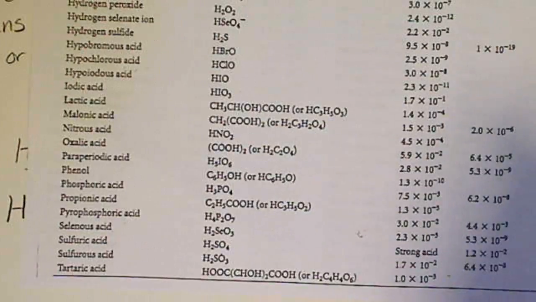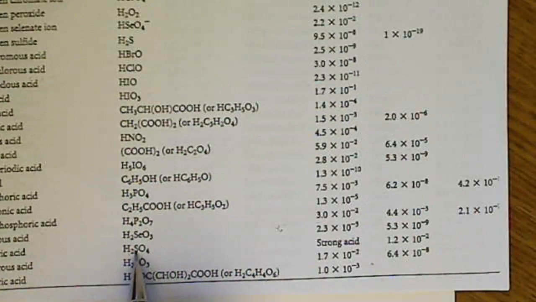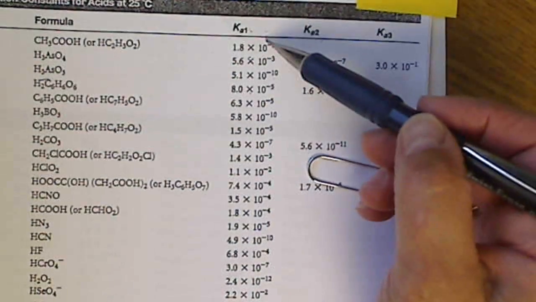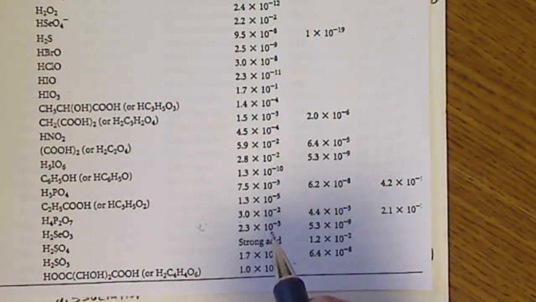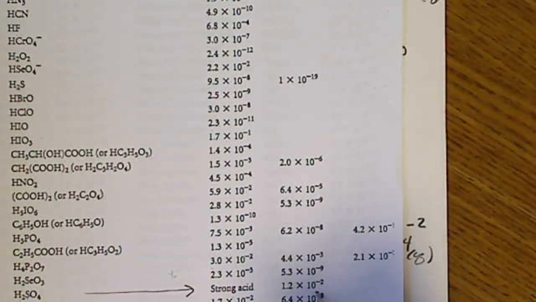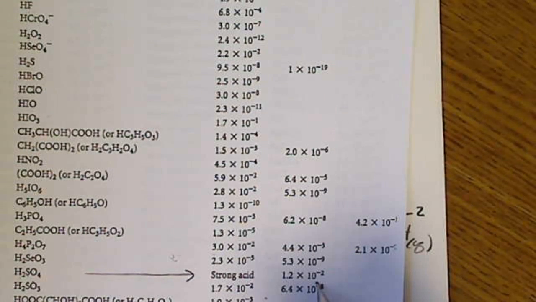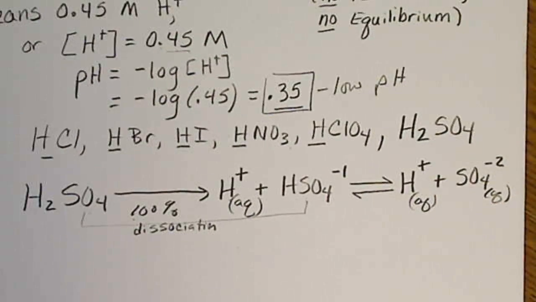So if we look down here at sulfuric acid, you see sulfuric acid here, the formula, and under the K1 value, when the first proton comes off, this says strong acid. That's because that reaction goes all the way to the right. When the second proton comes off, we see this. And all of that is not important.